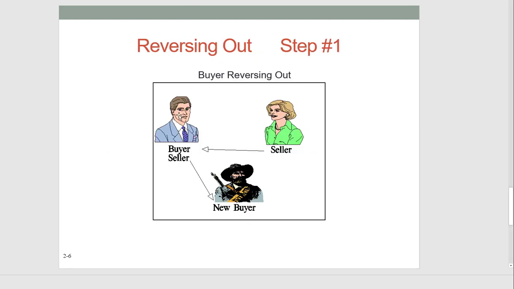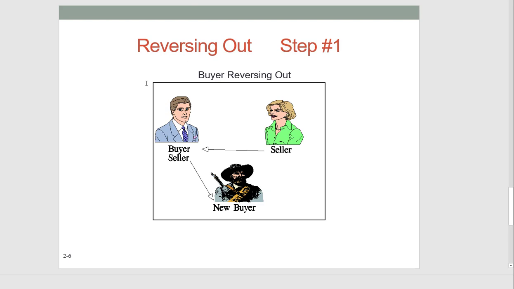So here we have Bob is a buyer. Let's say Mary is a seller. And they're the only parties in this picture. So when price is rising, Mary pays Bob. And when price is falling, Bob pays Mary. So let's imagine Bob decides he wants to reverse out. So Bob now becomes a seller in another contract, and the new buyer becomes the buyer of the contract, and that's Clint Eastwood down here.